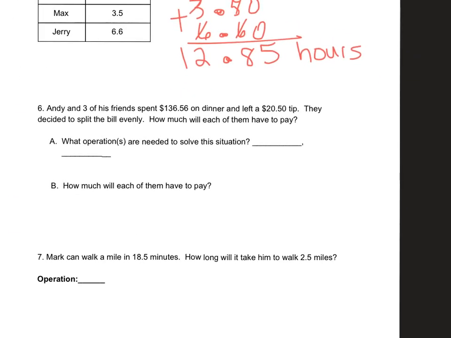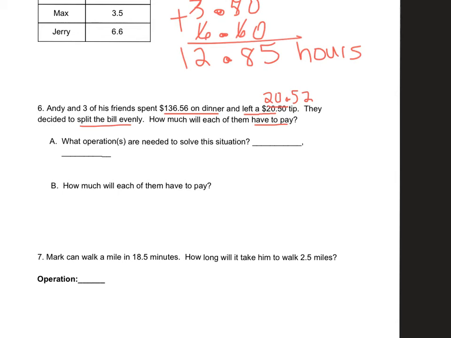Okay, let's go ahead and look at problem number 6. Andy and 3 of his friends, so I need you to think about that. They all spent $136.56 on dinner and left a $20. I'm going to change this to $20.52 tip. So just change it for Miss King. They decided to split the bill evenly. How much will each of them have to pay?